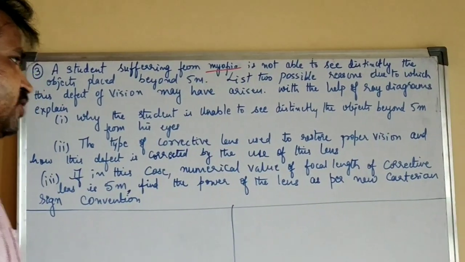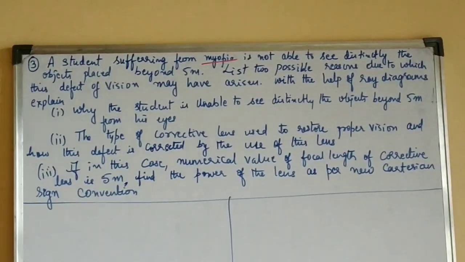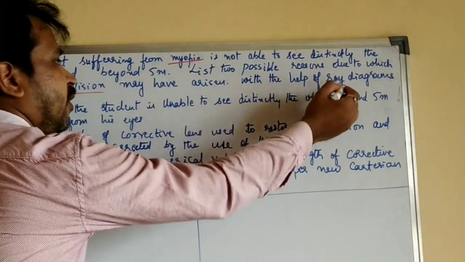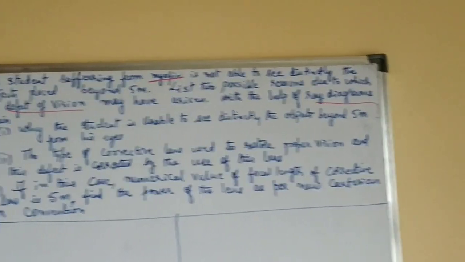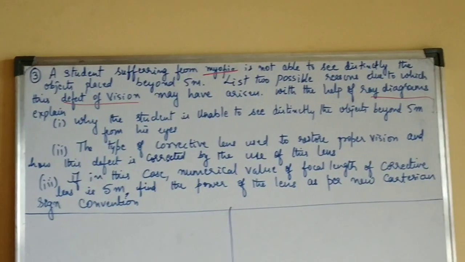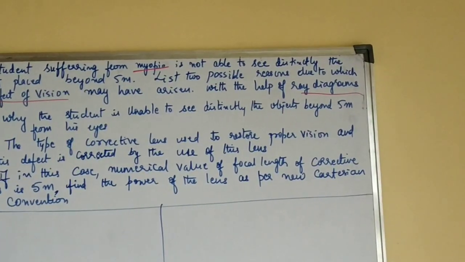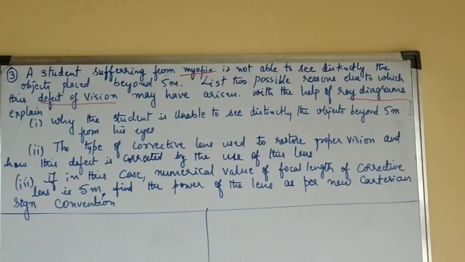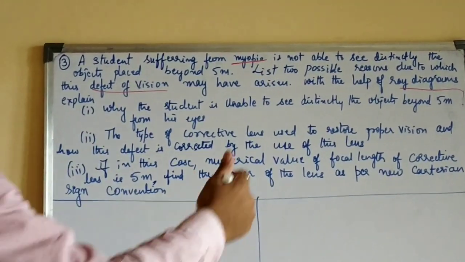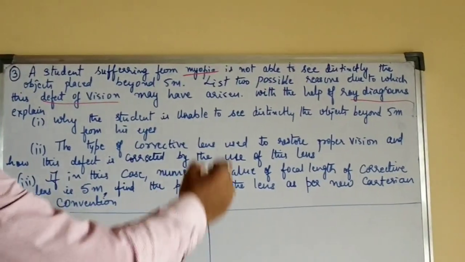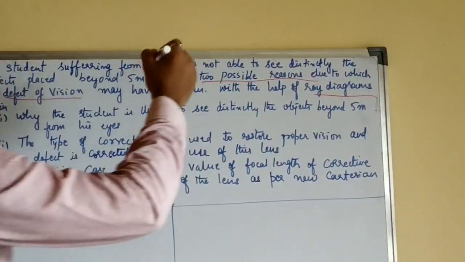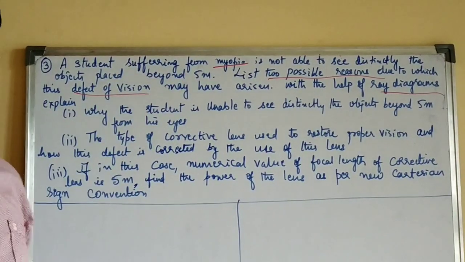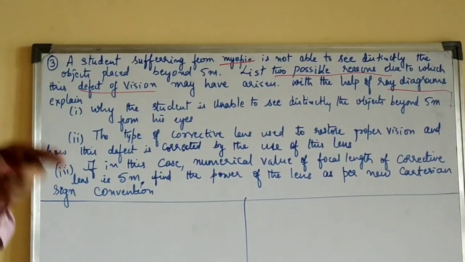List the possible reasons due to which this defect of vision may have arisen with the help of ray diagrams. So you have to draw those 3 ray diagrams of myopia: normal eye, myopic eye, and correction for the myopia. So all these ray diagrams you have to draw. Now, what are the 2 possible reasons for which the student is not able to see the objects placed beyond 5 meter? That means the reasons for the myopia.